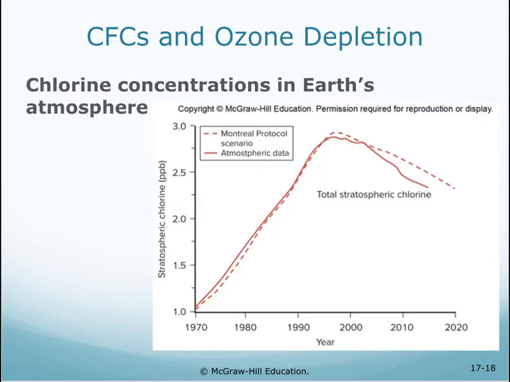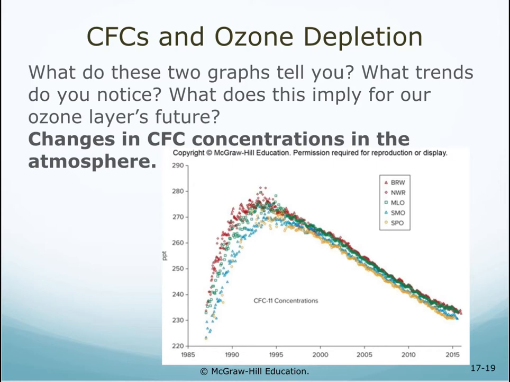Here's a graph showing the chlorine concentrations in Earth's atmosphere. What do these two graphs tell you? What trends do you notice? What does this imply for our ozone layer's future? The changes in CFC concentrations in the atmosphere. Here are the years, and along here, parts per thousand. The CFC concentrations.